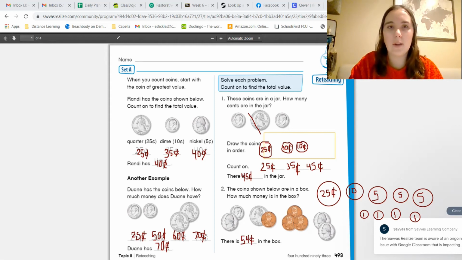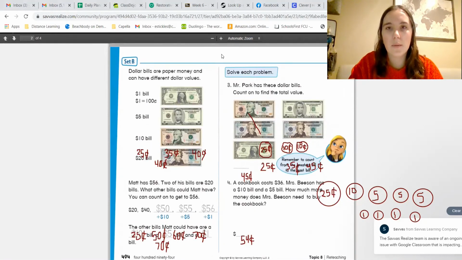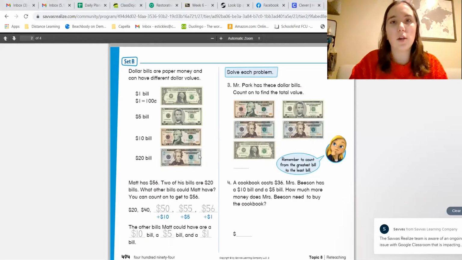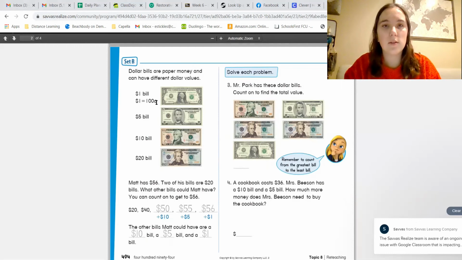Okay, we're going to go over to the next page. You might have to turn your page. We're going to be on page number 494, and we're looking at dollar bills now. So on the left side, it says dollar bills are paper money and can have different dollar values, which we've talked about. So the $1 bill is the same as 100 cents or 100 pennies, okay? It's the same thing. $1 equals 100 cents. Then we have the $5 bill, the $10 bill, and the $20 bill.